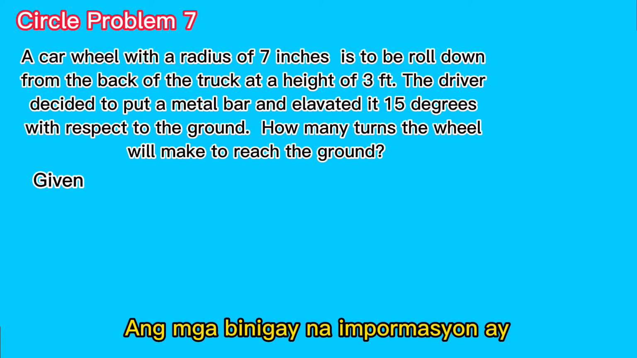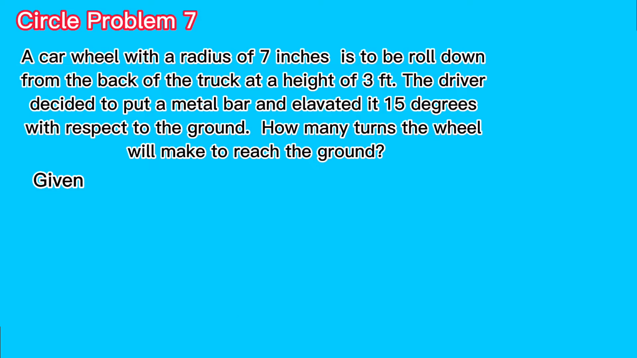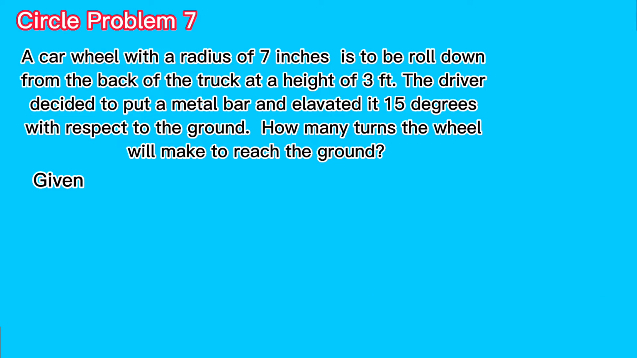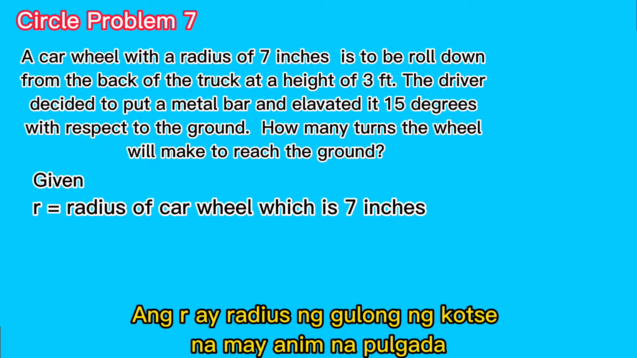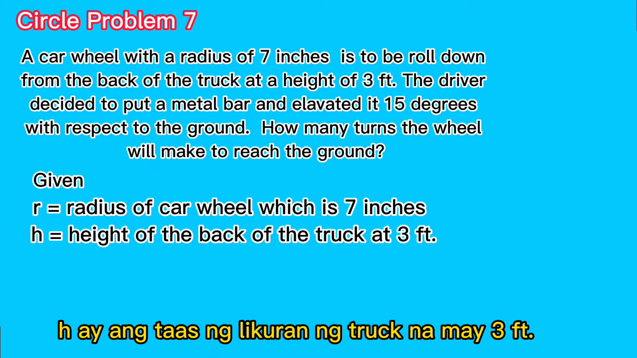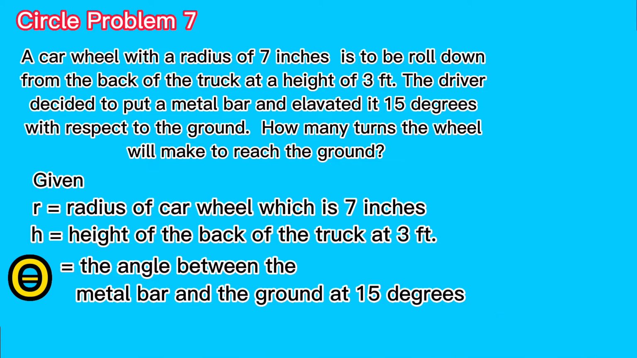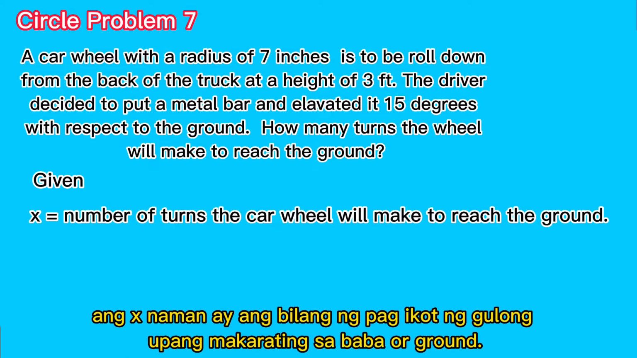Given data are: R equals radius of car wheel, which is 7 inches. H equals height of the back of the truck at 3 feet. Angle theta equals the angle between the metal bar and the ground at 15 degrees. X equals number of turns the car wheel will make to reach the ground.